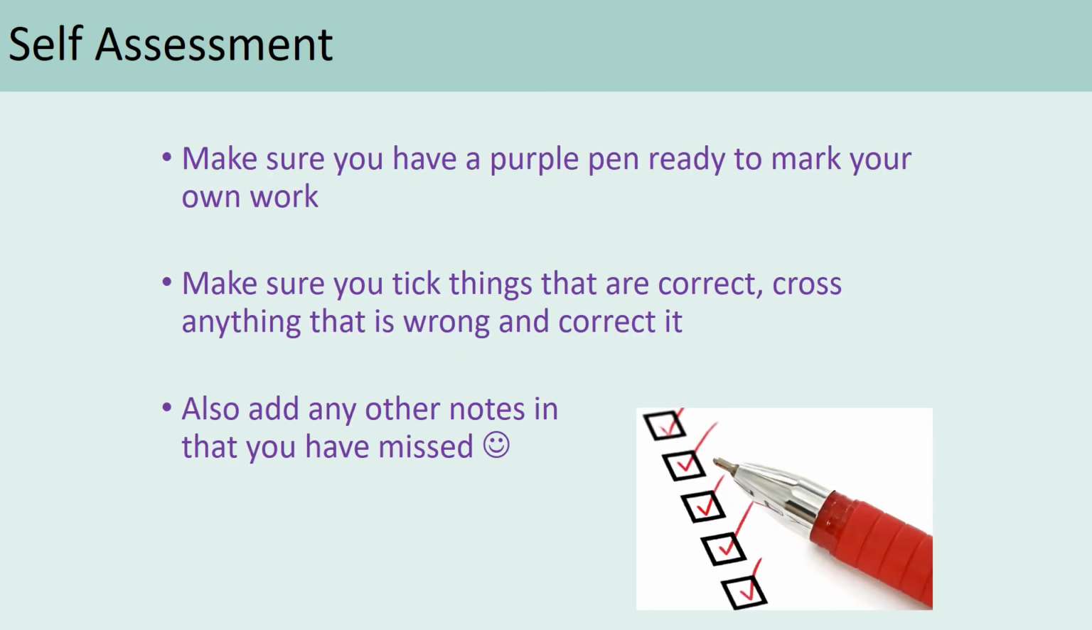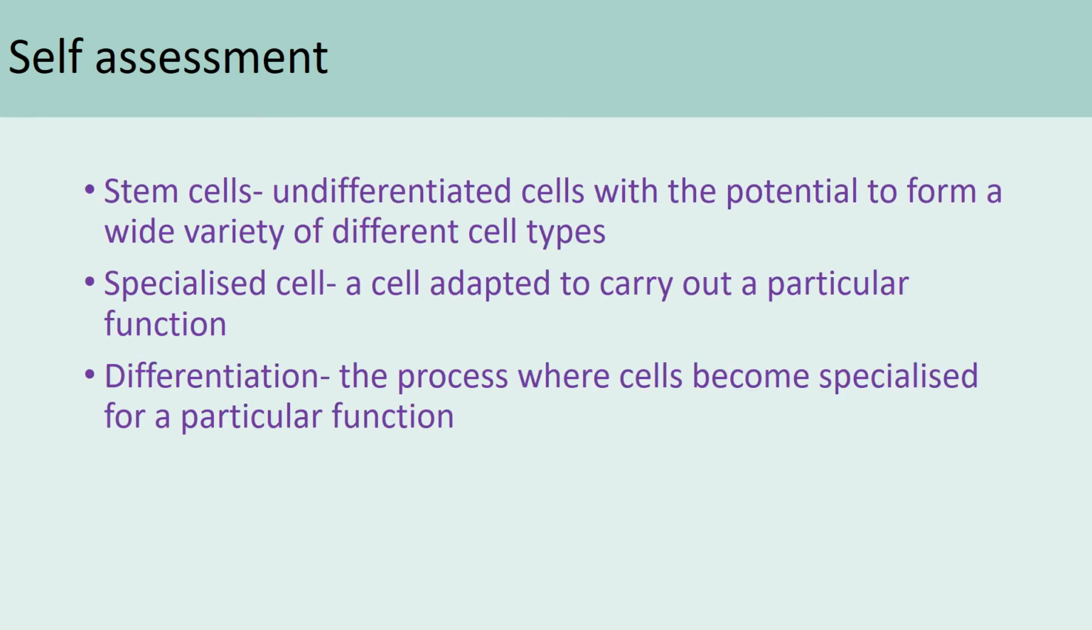Right. Now, you don't need a different coloured pen, but if you have got one, excellent. It's just an easy way of seeing how you're getting along. Hopefully, we have got something that resembles these definitions. They don't need to be exactly the same as these definitions, but a stem cell is an undifferentiated cell, so it can become a wide variety of different cell types. A specialized cell is a cell that is adapted to carry out a particular function. And differentiation is the process where cells become specialized for that particular function. If you want to add to your definitions or anything you've missed out, then please pause the video and do that.